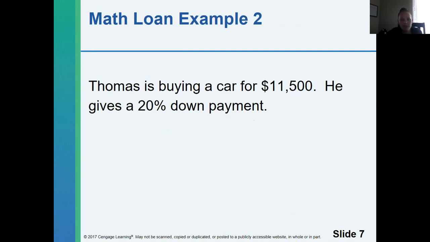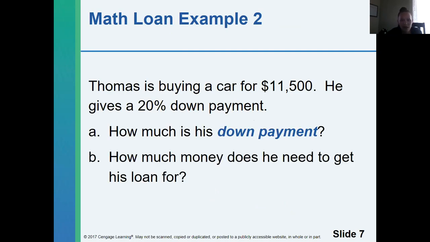Next example, Thomas is buying a car for $11,500. He gives a down payment of 20%. How much is his down payment? How much money does he need to get his loan for? I thought there was a C, but I guess not. Sorry if you're copying this down.